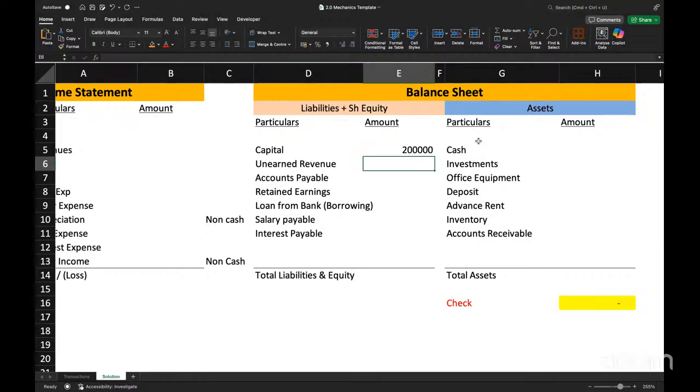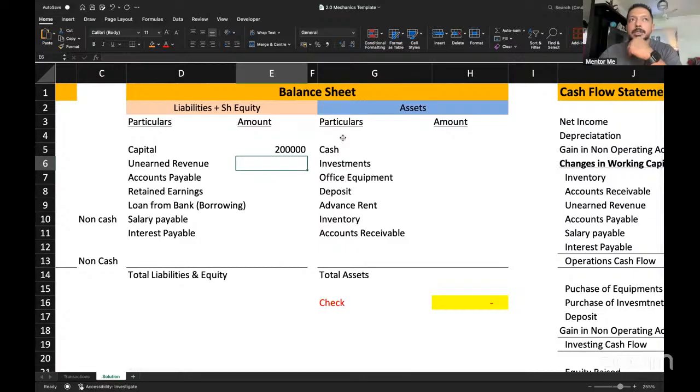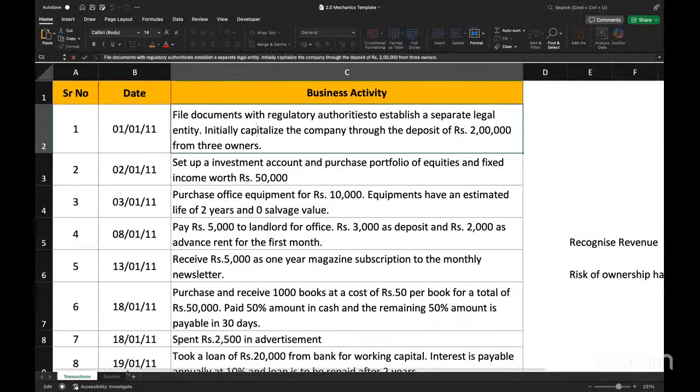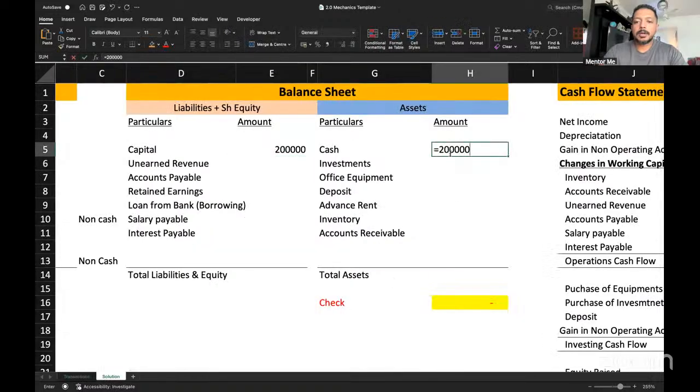You've got a capital of 200,000. What should be the counter entry? This is the transaction. This should be cash, right? We have got a capital, right? So we'll go to the cash. So cash also is 200,000.